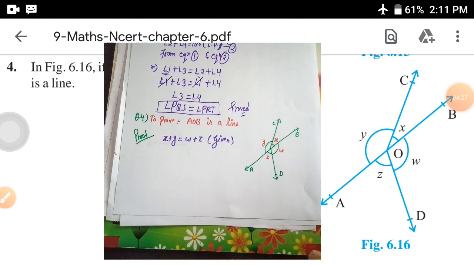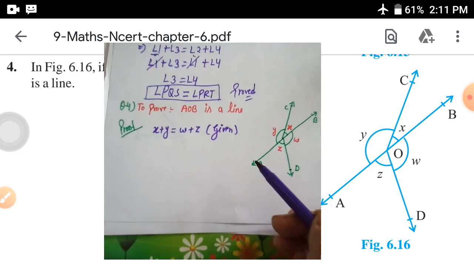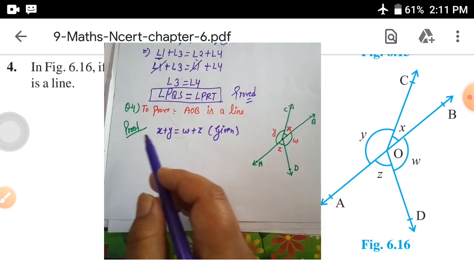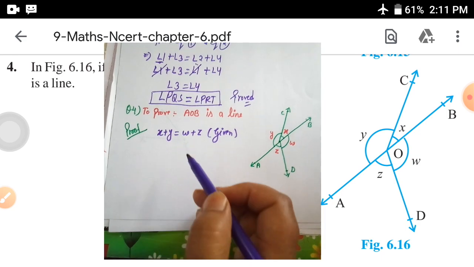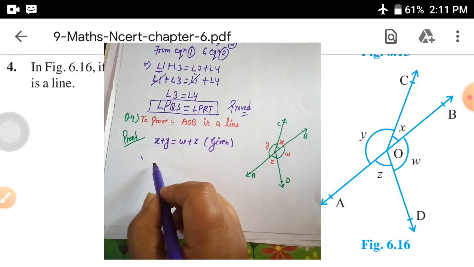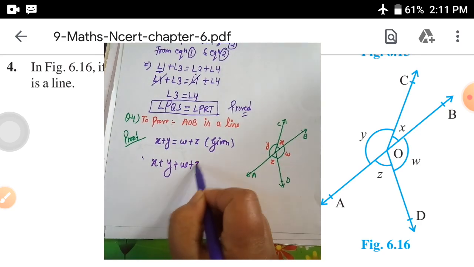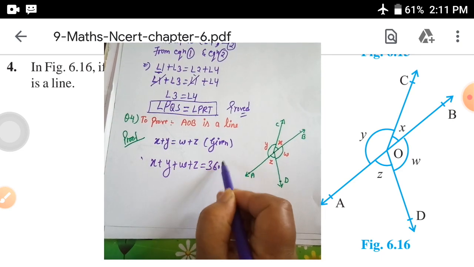You can see that I have made the figure for that also. The same figure which is in the question, I have made it for you. Now, x plus y is equal to w plus z. It is given in the question. Now how will we prove it? We can say that x plus y plus w plus z equals 360 degrees.